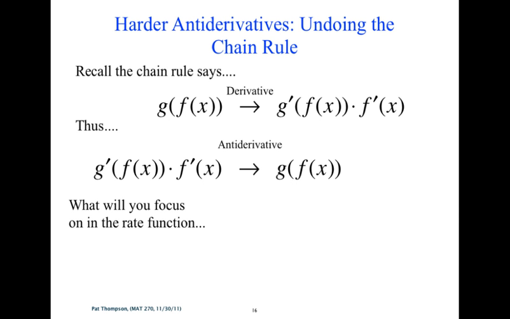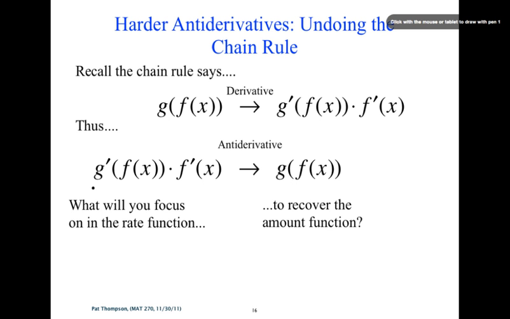So what are you going to focus on? We're going to be given this thing, g prime f of x, f prime of x. What are we going to focus on in order to recover this amount function? This is like rate of change back to amount. We need to get g of f of x. Are we going to focus on exhibit A here or exhibit B? Because look, exhibit A is almost the answer. What's different about it?